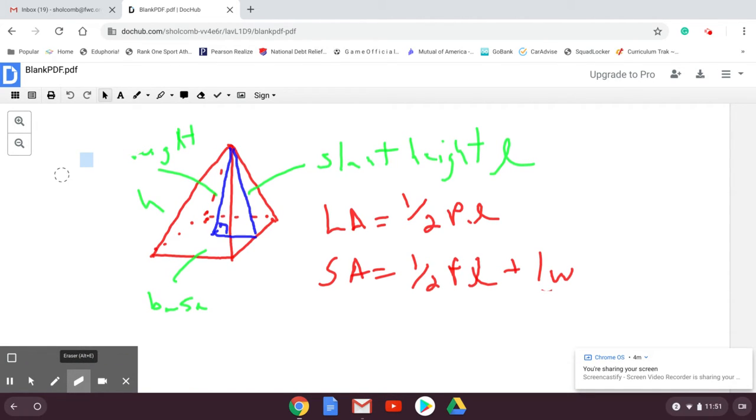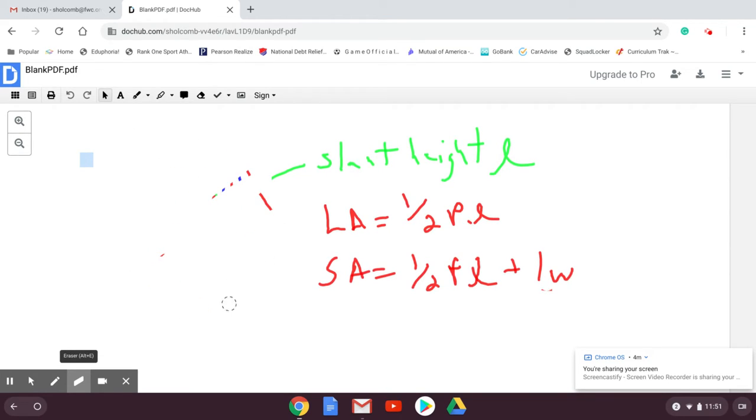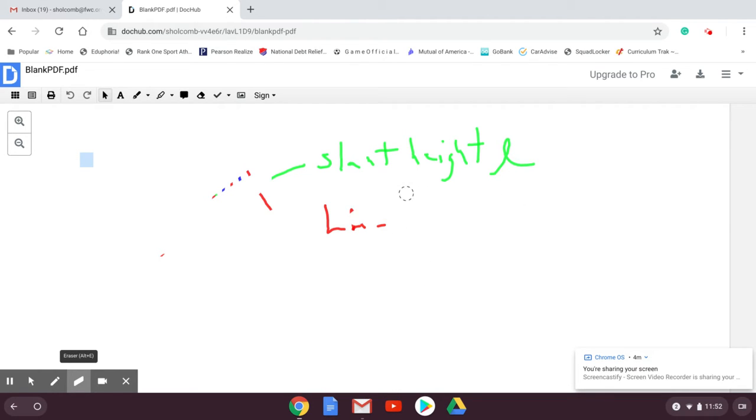Let me erase all of this stuff here. Don't be forgetting, however, to take those formulas and put them in your cheat sheet for a test and also for homework. Having all these formulas available will be very helpful.